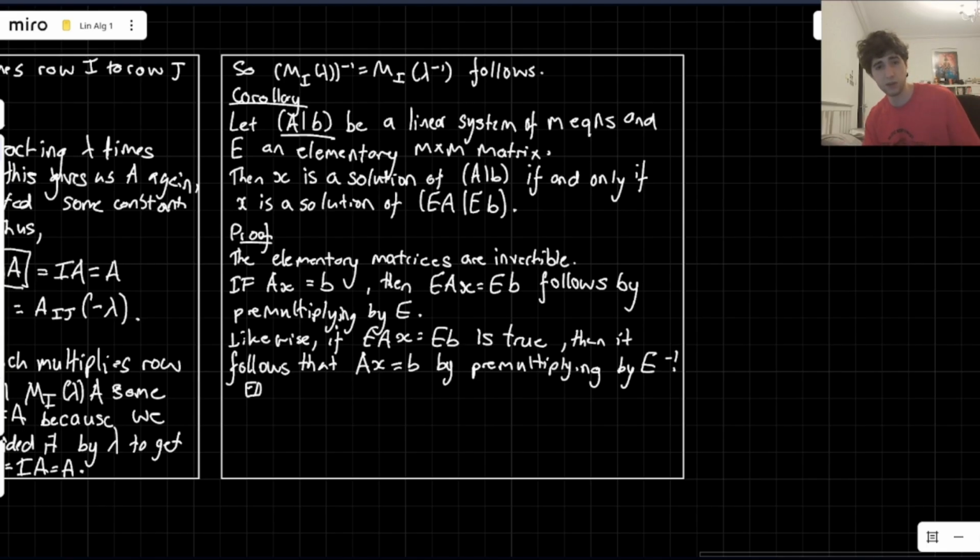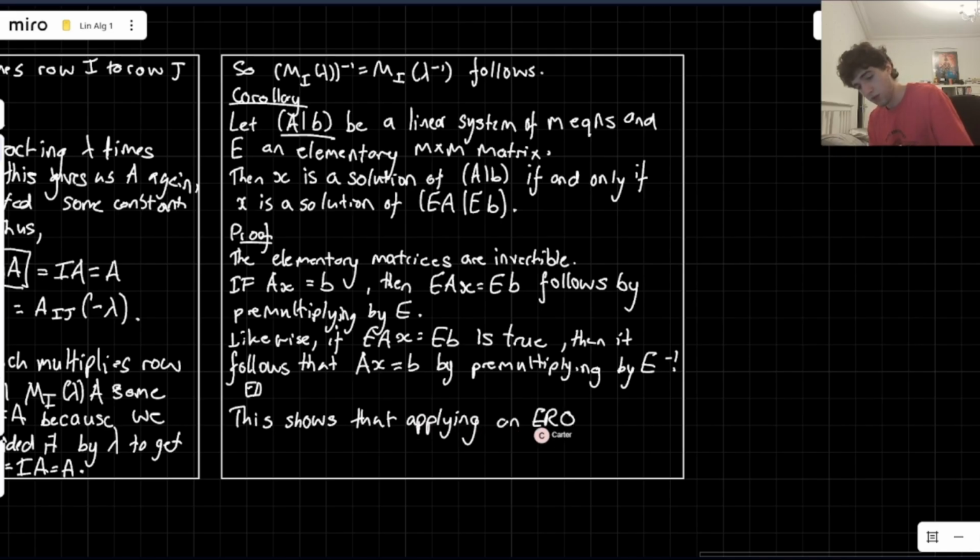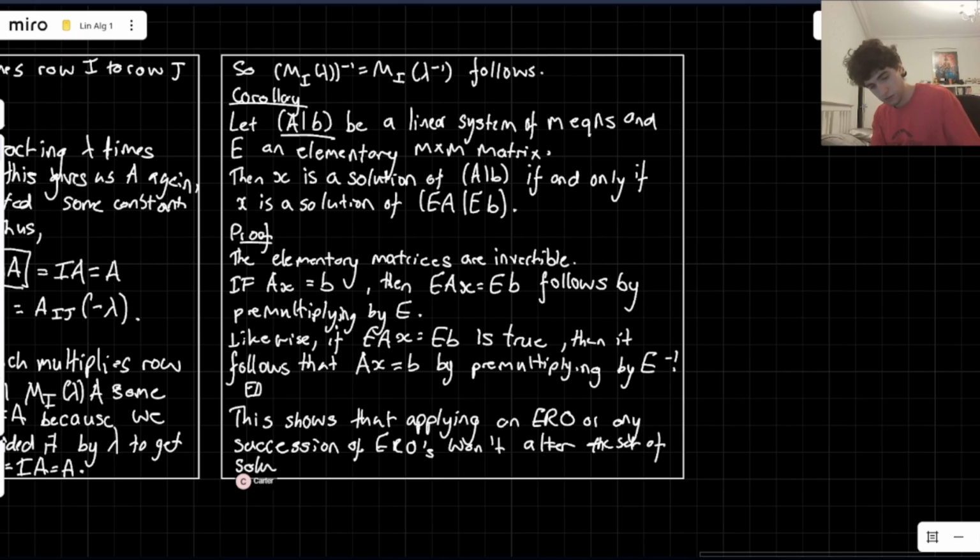But let me just also finish this up by saying that this shows that applying an elementary row operation, or even any succession of EROs, because you can just keep doing this over and over, won't alter the solution space. It won't alter the set of solutions of a linear system. So that's a more rigorous pathway to that result.